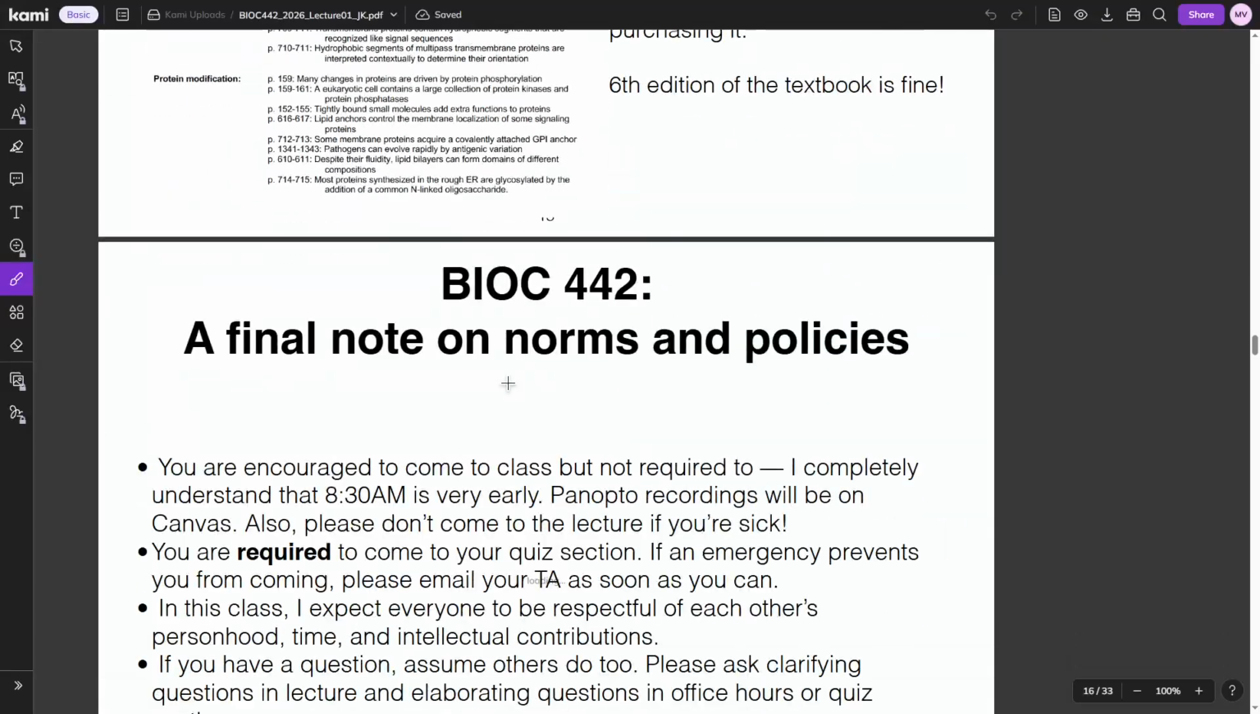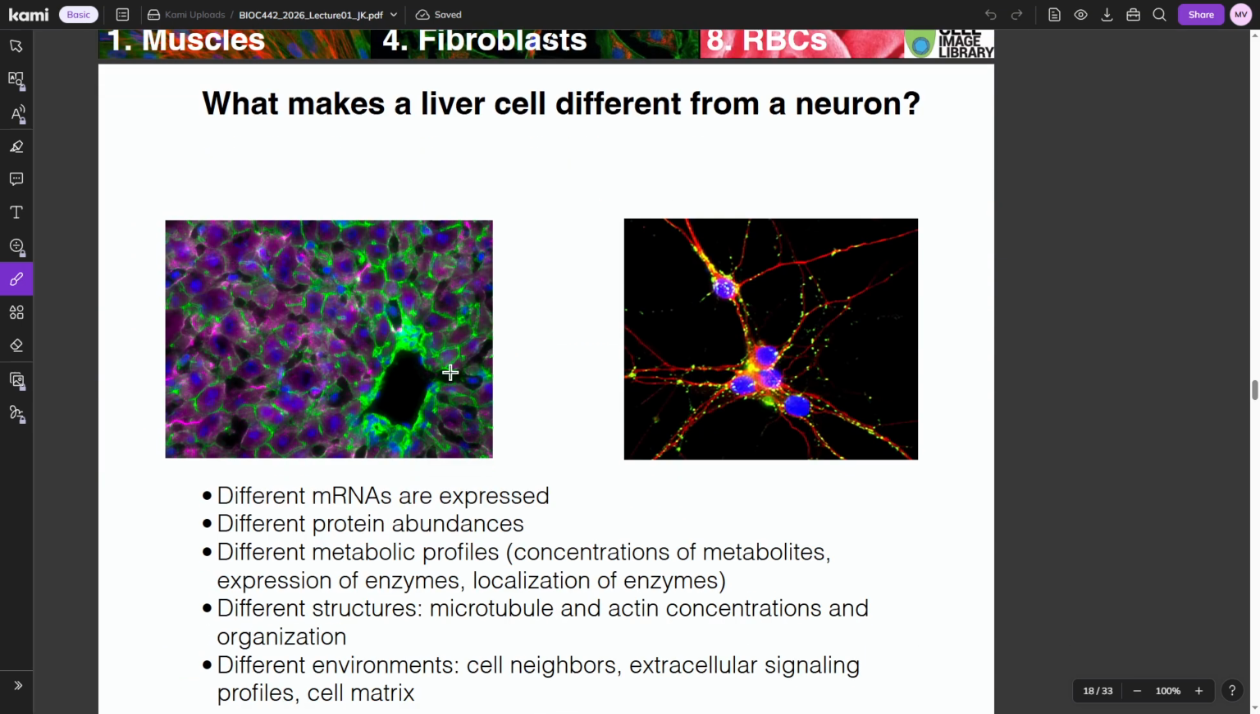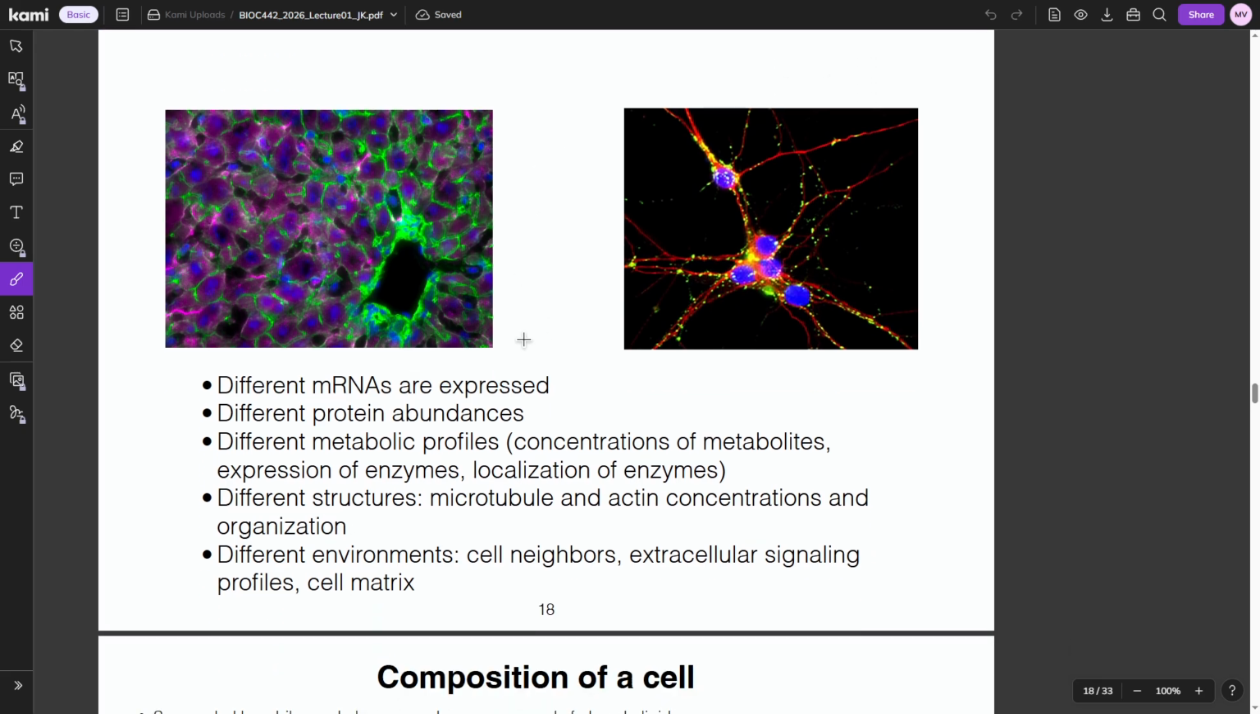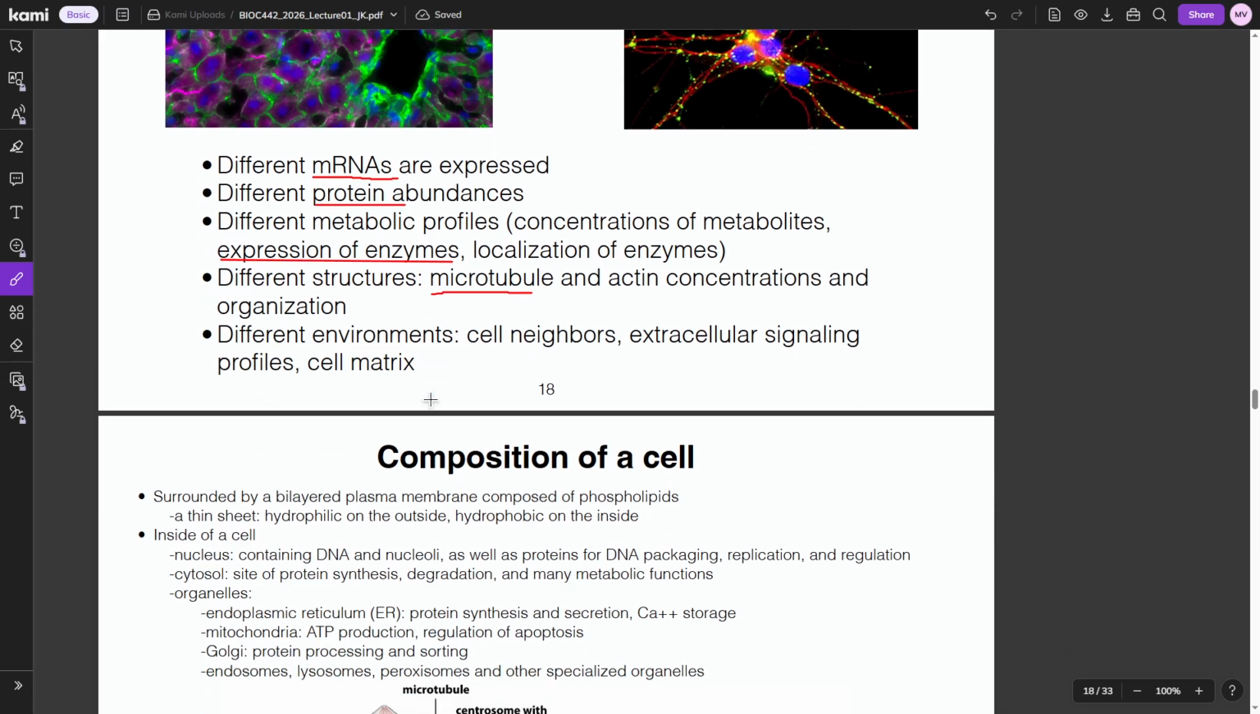I really want to get down to the content, and the content starts around here. Yeah, so let's talk about a couple things. So what makes a liver cell different from a neuron? There's a couple things. What mRNAs are expressed, what proteins are expressed. Things like expression of enzymes, like where are they expressed, are they even expressed at all? There's all sorts of structural components like microtubules, like neurons have a lot of microtubules, maybe a lot more than some other types of cells, like maybe hepatocytes don't have as much microtubules as neurons, things like that.